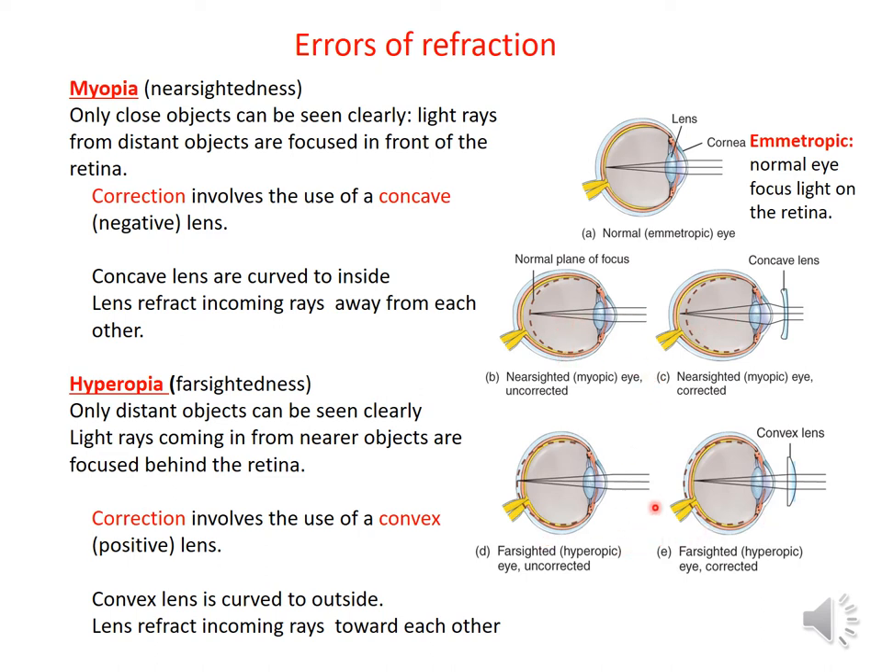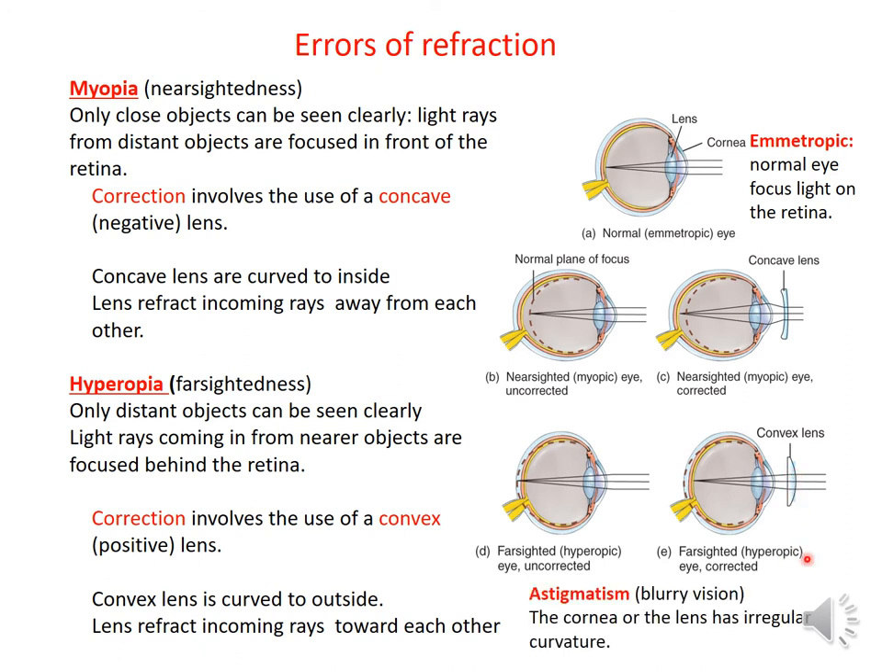And we have another problem, which is hyperopia. In hyperopia, usually the light rays are focused behind the retina. And this usually occurs due to a small size of the eyeball. The eyeball is smaller than normal, or there is a decrease in the convexity of the cornea and the lens. And this situation needs correction with a convex lens. Usually they have a problem in near vision, and this can be corrected by a convex lens.